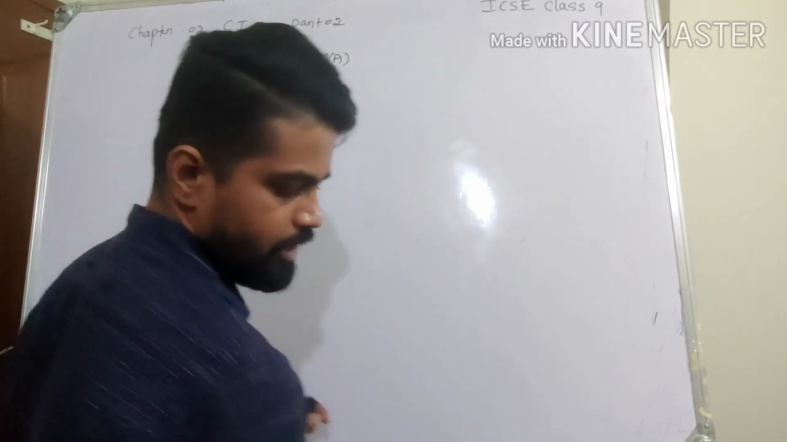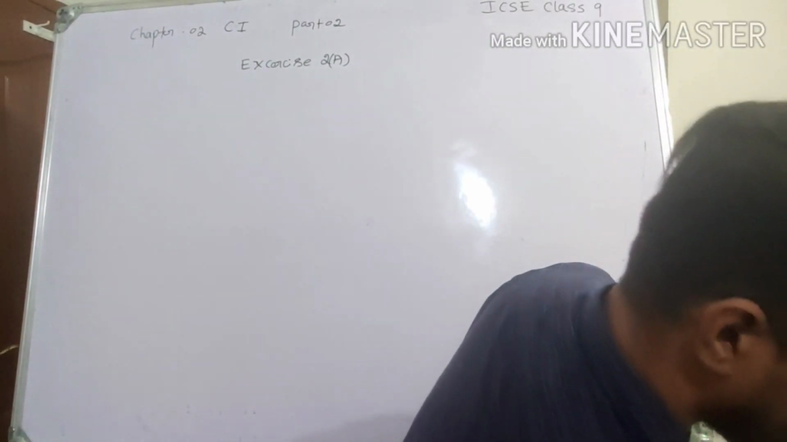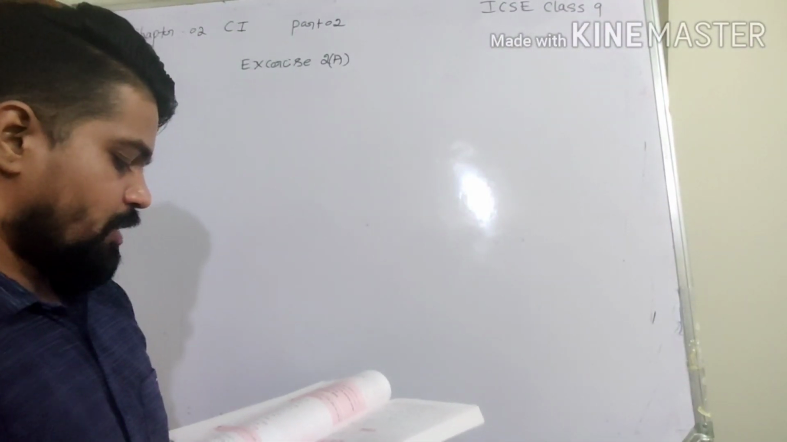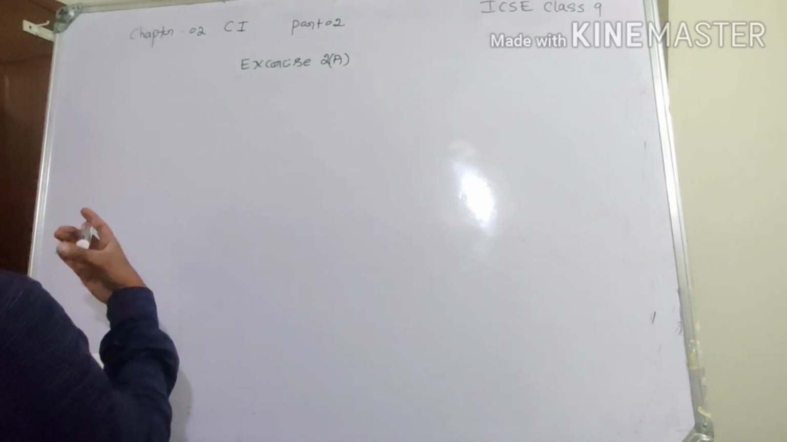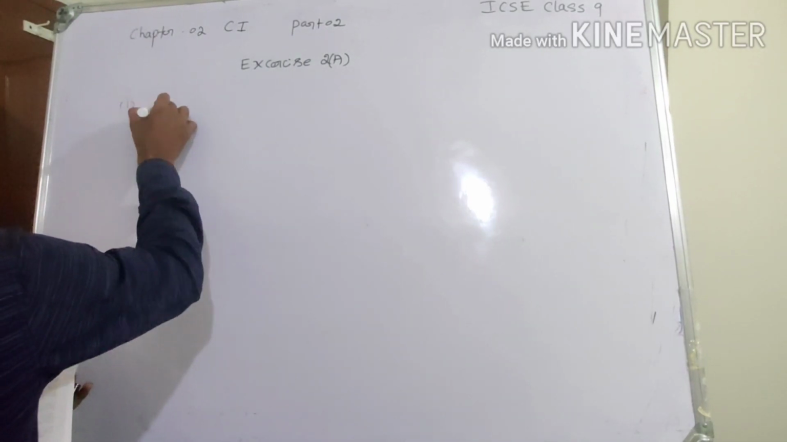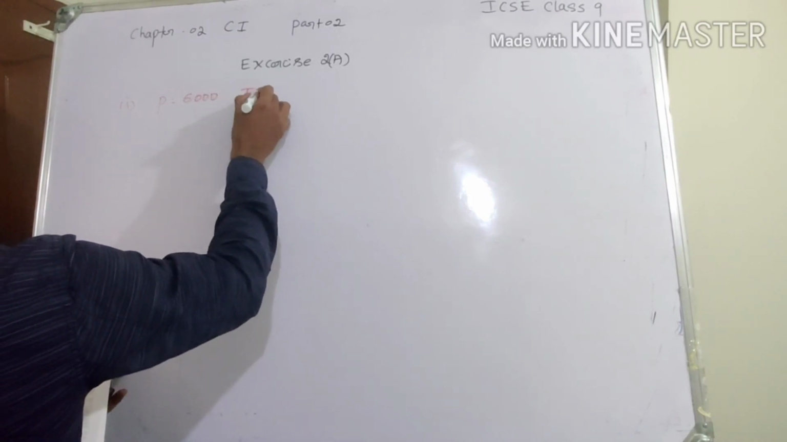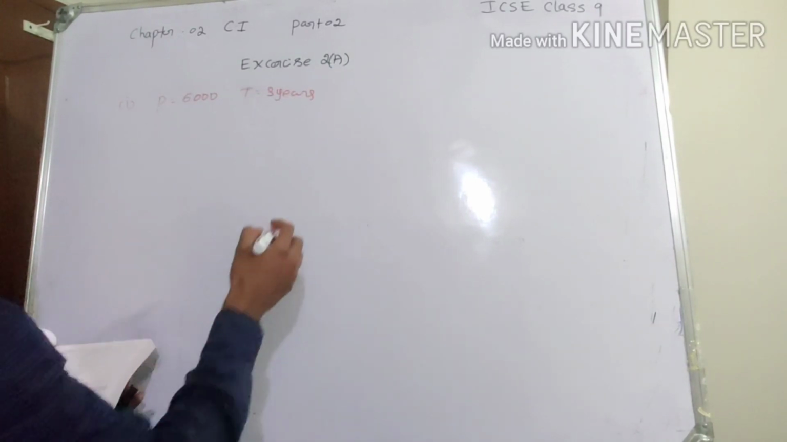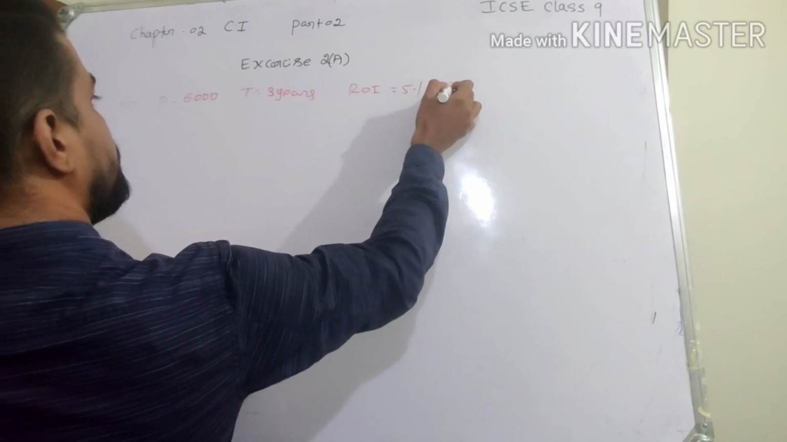Now let's look at the second question. The second question is asking us to calculate. There are two sub questions. For the main question, it says calculate the amount and the compound interest. The first sub question is on the principal of 6,000, the number of years is 3 years, right? And the rate of interest is 5% per annum.